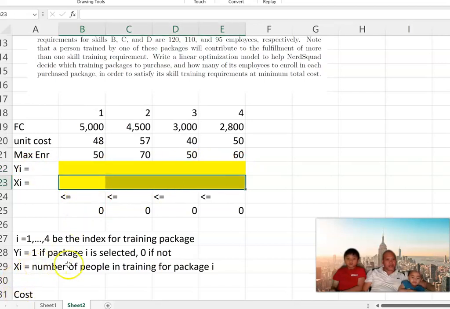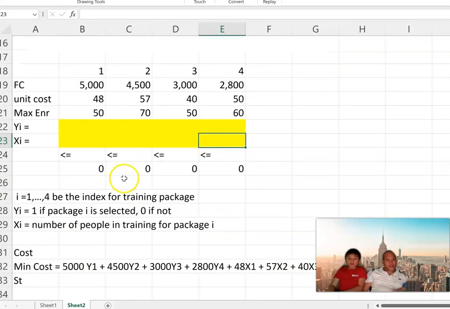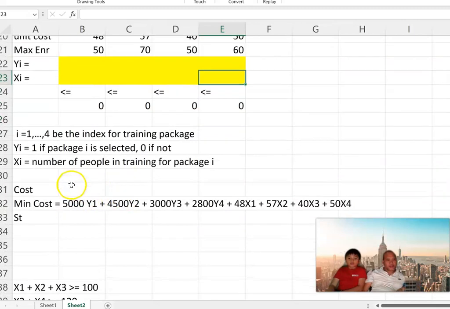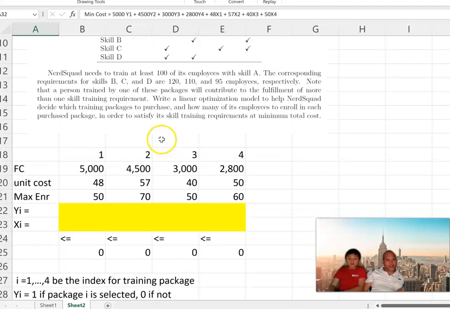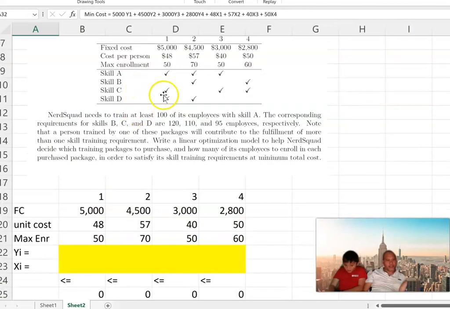And xi is the number of people in training. So xi will be an integer: 0, 1, 2, 3, and so on, with integer values. All right, so we want to know the minimum cost that will satisfy all the constraints.